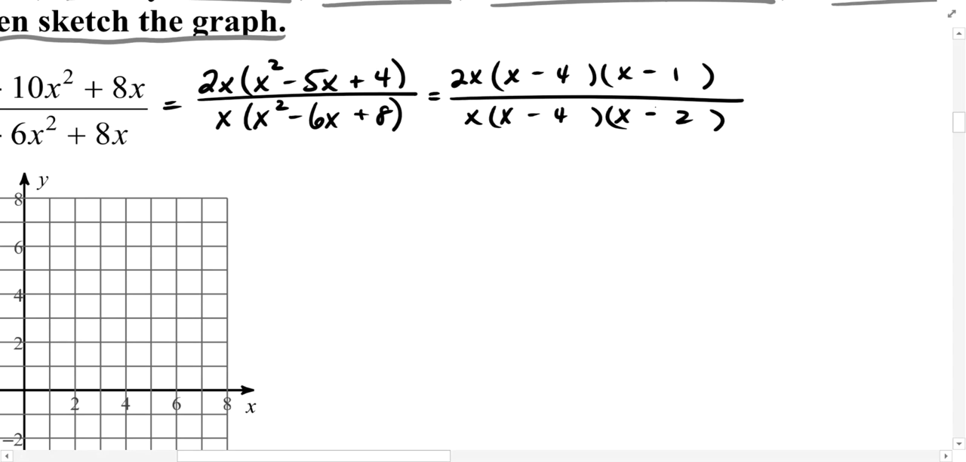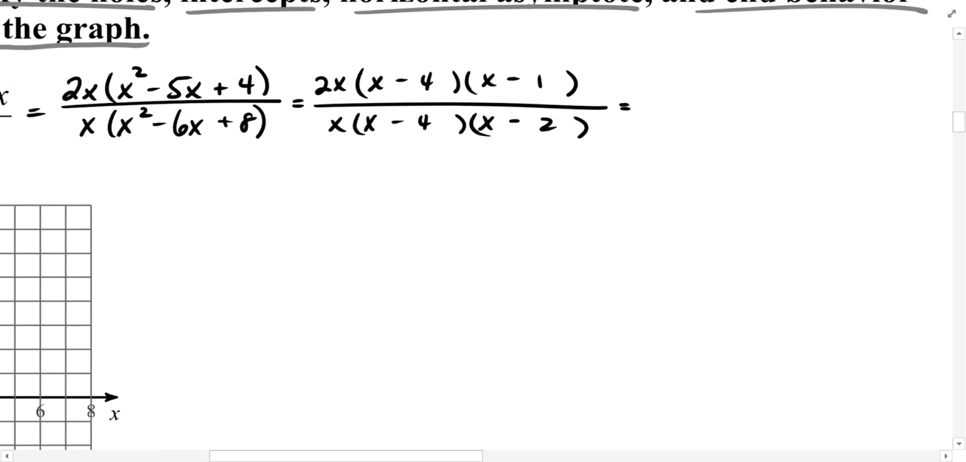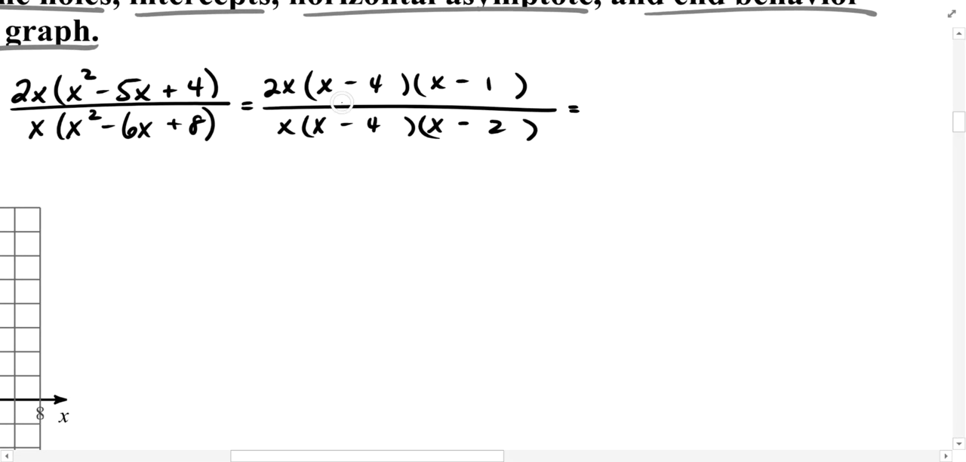Minus 2. The product of negative 2 and negative 4 is positive 8, and the sum of negative 4 and negative 2 is negative 6. Similarly, the product of negative 4 and negative 1 is positive 4, and the sum of negative 4 and negative 1 is negative 5. So this is the factored form, and if we were to cancel out our common factors, what we're left with is 2 times x minus 1 in the numerator and x minus 2 in the denominator, because this term and this x value will cancel.